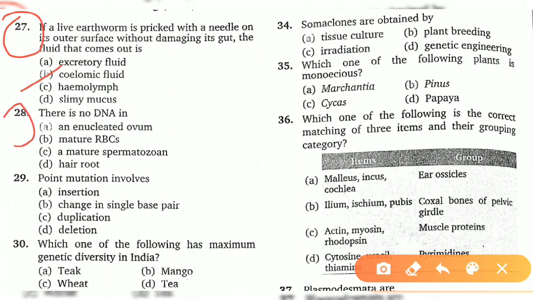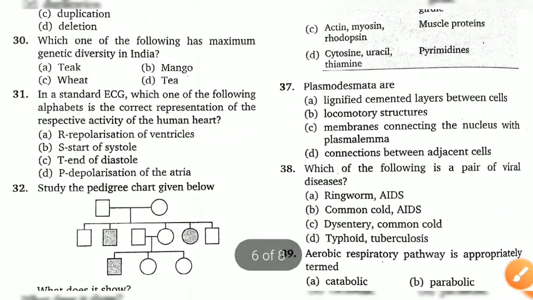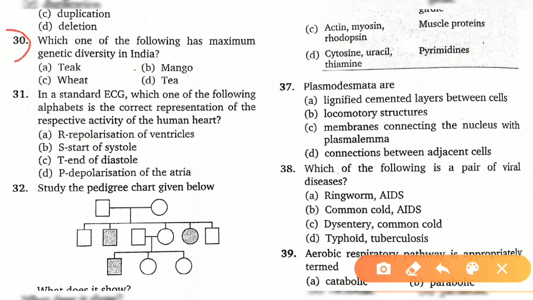Now 28th question. There is no DNA in an enucleate ovum, mature RBC, a mature spermatozoon, or hair root. So the answer is mature RBC. Now 29th question. The point mutation involves insertion, change in a single base pair, duplication, or deletion. So, change in a single base pair. Now 30th question. Which one of the following has maximum genetic diversity in India? Teak, mango, wheat, tea. So the answer is mango.